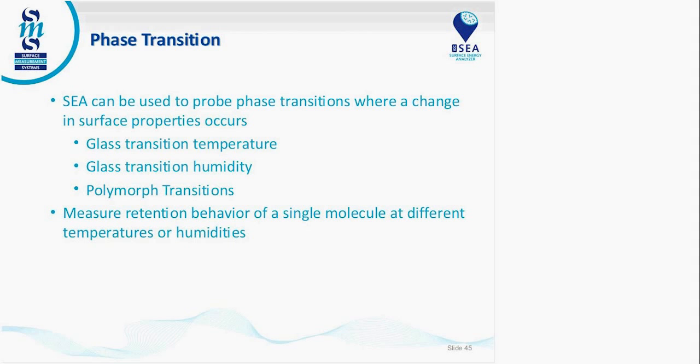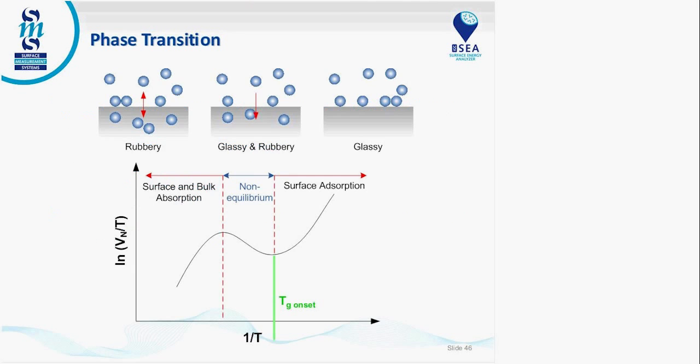Speaking of phase transitions, there are some bulk properties we can measure, and this is the last 2 or 3 slides before we open it up for questions and close the webinar. We can look at glass transition temperatures, polymorphs, essentially any second order phase transition. In this experiment, we inject a single molecule as a function of temperature. This is the log of the retention volume versus 1 over temperature, so low temperature is here, high temperature here.